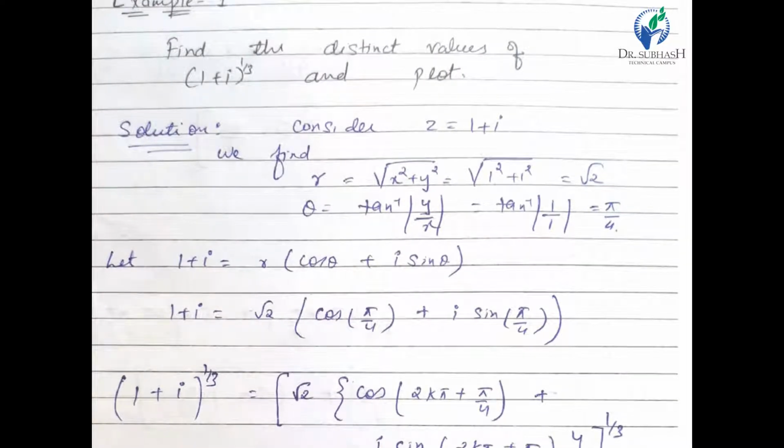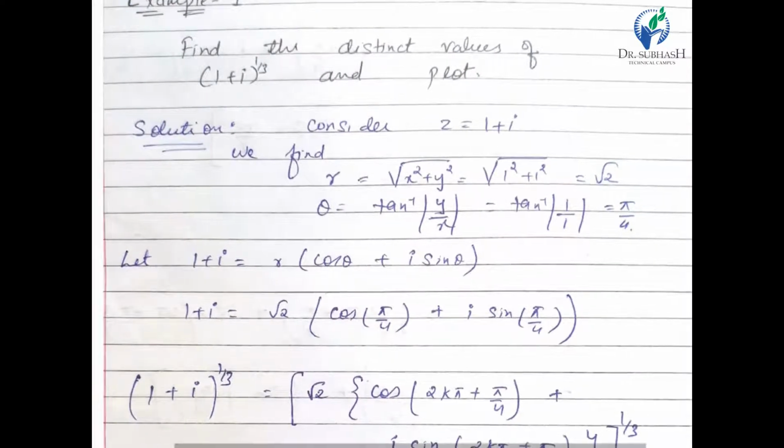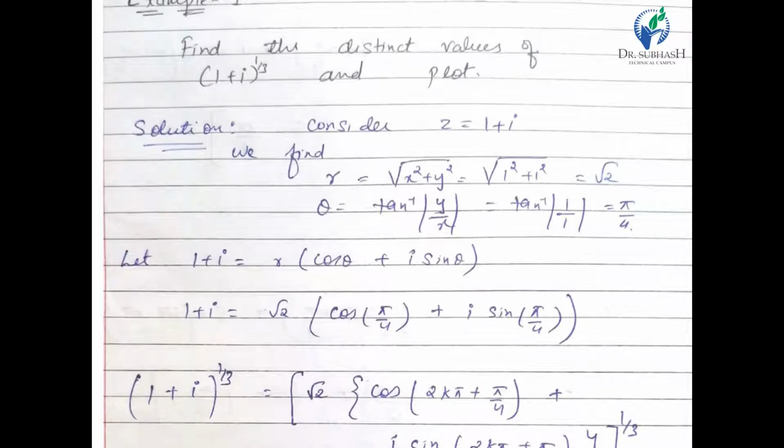Our first question is, find the distinct values of (1 plus i) raised to 1 by 3 and plot. We have to plot it roughly. We don't need the exact values. Now, here we consider this 1 plus i equal to z. We name it as z since it is a complex number.